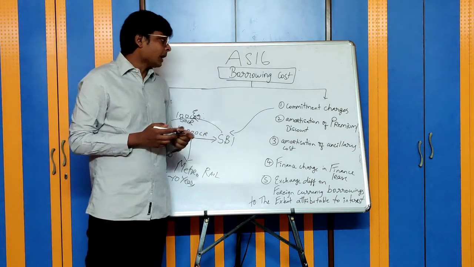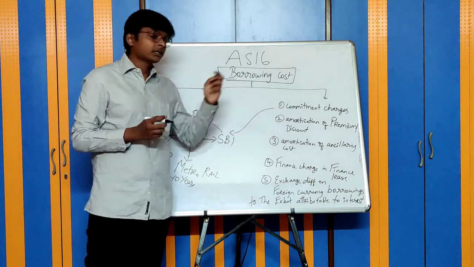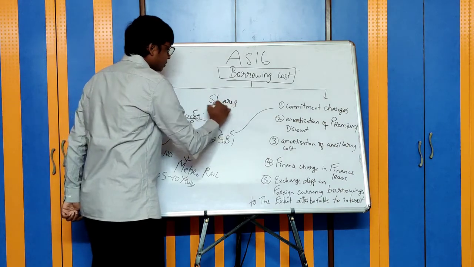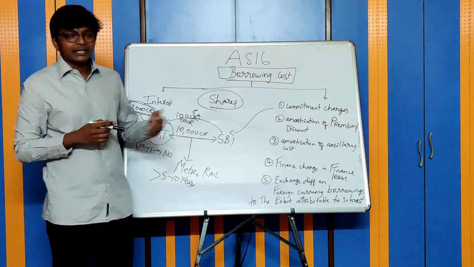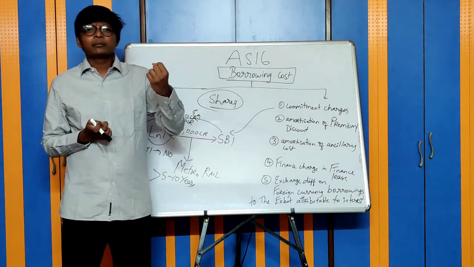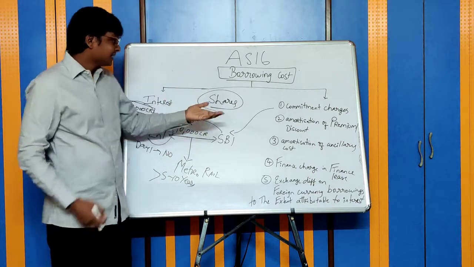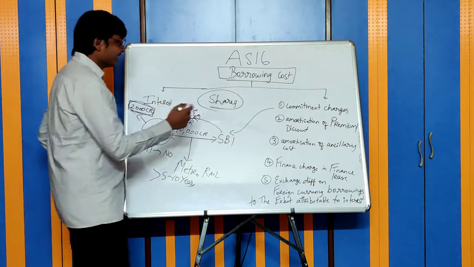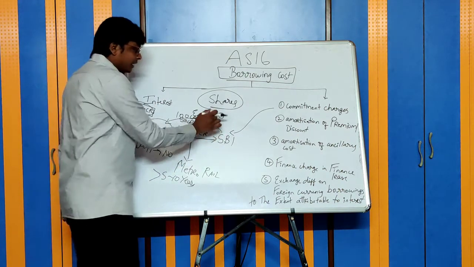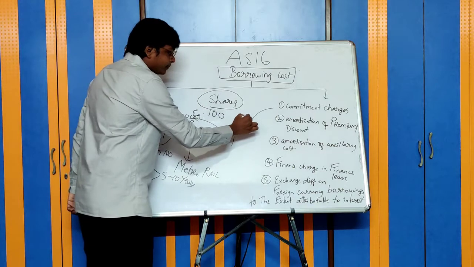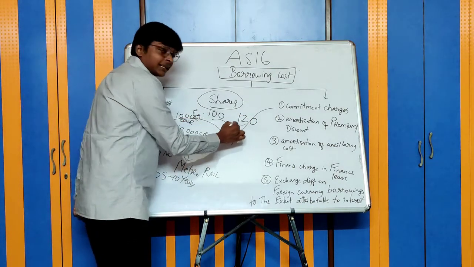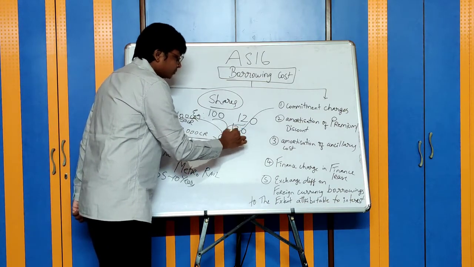Next, let us move to amortization of premium or discount. All of you are aware of the concept of shares. You would have studied shares in your 11th and 12th grade. Shares can be issued at premium or discount, and redeemed at premium or discount. Let's take an example. A share is issued at a face value of 100 and is going to be redeemed at a premium of 120. So the extra amount you are going to pay at the time of redemption is 20.